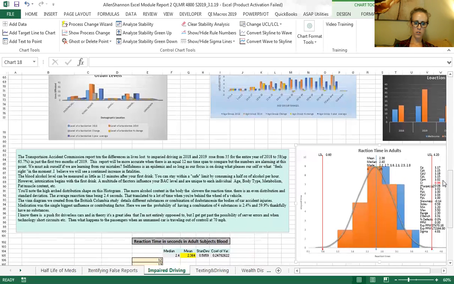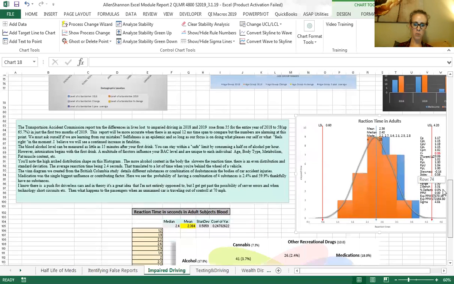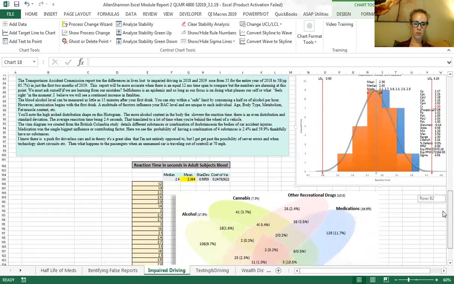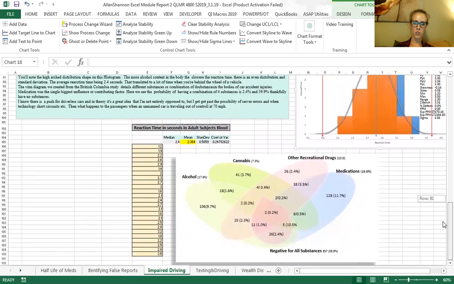different substances that were found in the bodies of car accident injury victims. The medication was the single biggest contributing factor. Here we see the probability of having a combination of 4 substances was 2.4%, and 59.9% thankfully have no substance in their system.